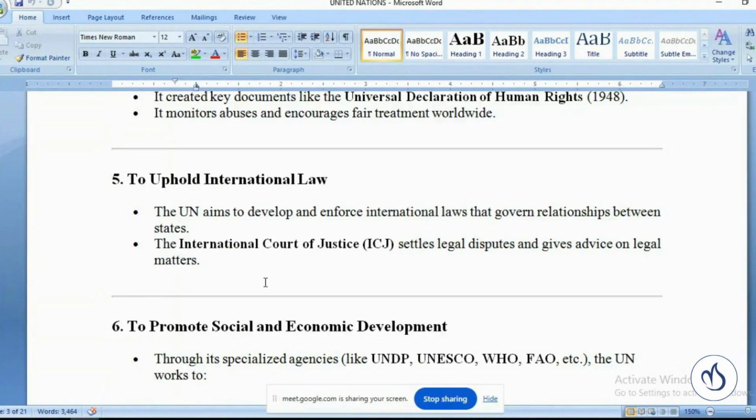But the best way of resolving conflicts is by peace talks. These peace talks are the best way of resolving conflicts, and they are highly encouraged by the UN.